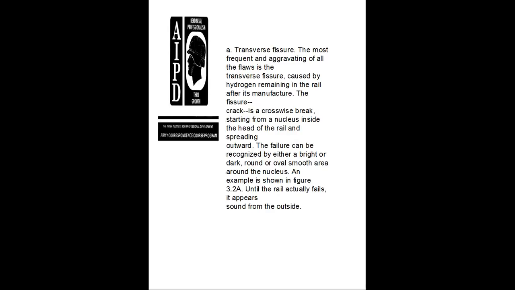The transverse fissure is caused by the hydrogen remaining in the rail after manufacture. The fissure, or crack, is a crosswise break starting in a nucleus inside the head of the rail and spreading outward. The failure can be recognized by either a bright or dark, round or oval smooth area around the nucleus, as shown in the example in figure 3.2a, until the rail actually fails in its appearance from the outside.